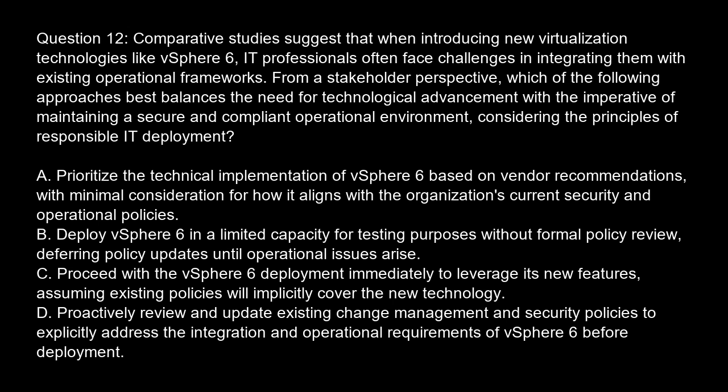Option A. Prioritize the technical implementation of vSphere 6 based on vendor recommendations, with minimal consideration for how it aligns with the organization's current security and operational policies. Option B. Deploy vSphere 6 in a limited capacity for testing purposes without formal policy review, deferring policy updates until operational issues arise. Option C. Proceed with the vSphere 6 deployment immediately to leverage its new features, assuming existing policies will implicitly cover the new technology. Option D. Proactively review and update existing change management and security policies to explicitly address the integration and operational requirements of vSphere 6 before deployment.